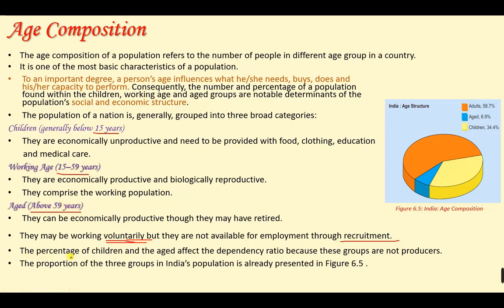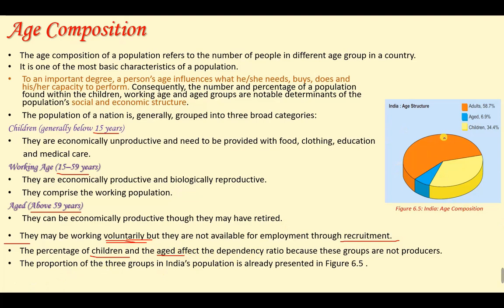The percentage of children and aged affects the dependency ratio, because these groups are not producers. Here we think that the more children and old age people there are in the population, the more dependent that population will be on the producers.